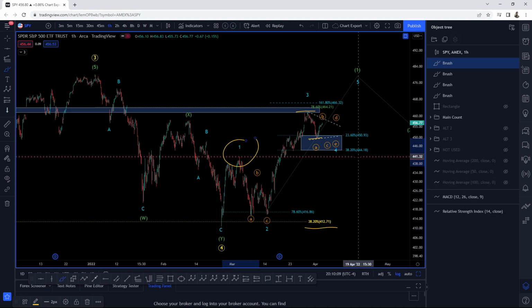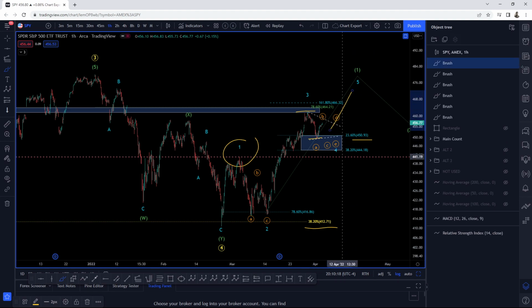440.96 is a must-hold zone for this structure, for this consolidation to unfold at the 23.6% retracement, for us then to head on higher. And to confirm it, we must break above the March the 30th high, and we must remain north of this wave A on April the 1st.